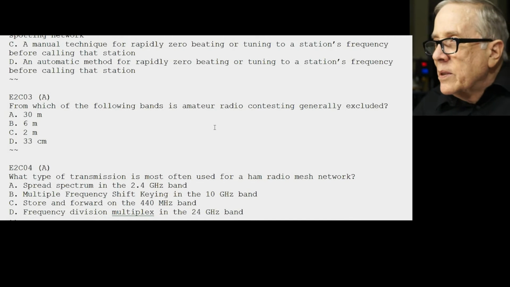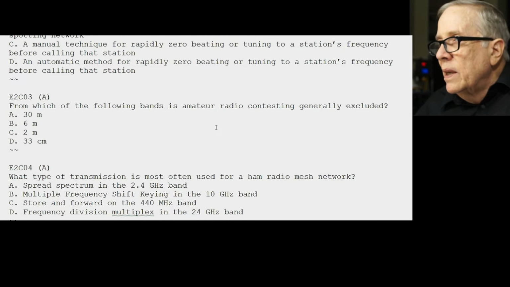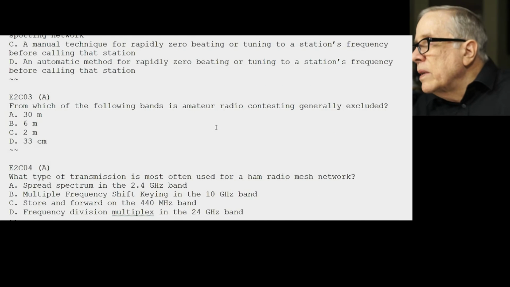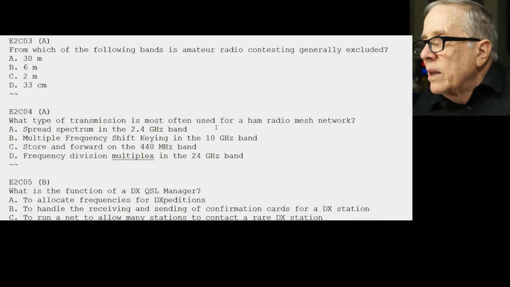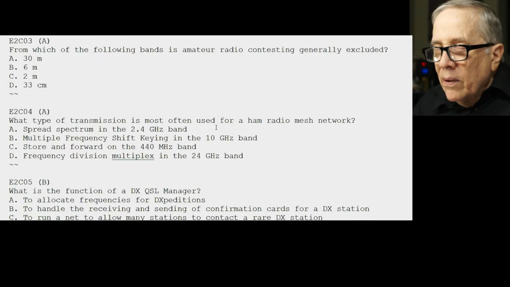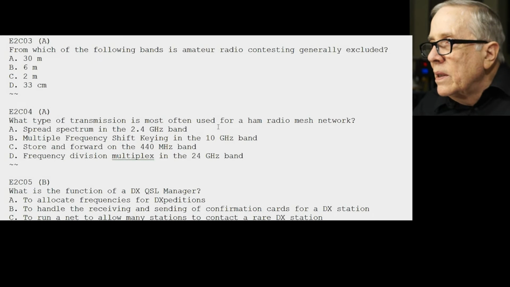Although during the contest this last weekend, I did see it a few times. E2C03, which of the following bands is amateur radio contesting generally excluded? And that's 30 meters.